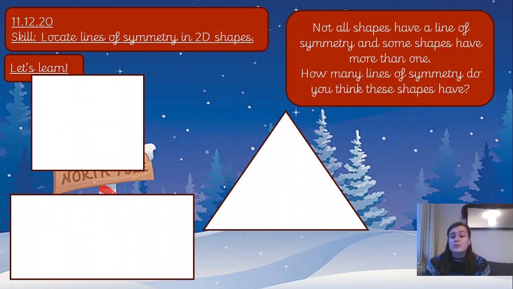So not all shapes have a line of symmetry. Some shapes have more than one. Some shapes have lots and lots of different lines of symmetry. So I'd like you to pause the video and have a look at these shapes that are on the screen. So we've got a square, a rectangle, and a triangle. And have a little think, which lines of symmetry can you find? You don't have to write anything down, just have a little look, see if you can have a go. Okay.